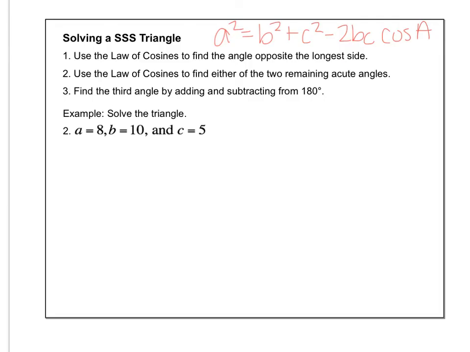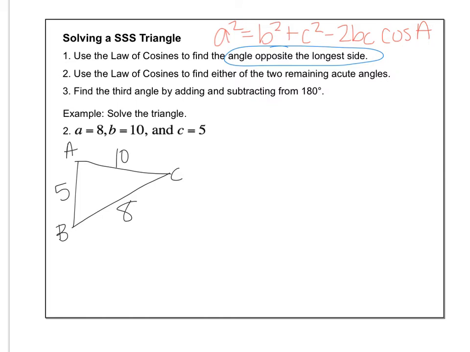Let's try another one. So this is going to be a side problem. So what we're looking at is how we solve that. It's pretty much the same process, just looking for different things first. So this is triangle ABC. If I label it real quick, this is 8, this is 10, and this is 5. The one thing you want to make sure you do for your first one is you should always start with the angle opposite the longest side. That's what I'm going to find first. So I'm going to find B first here.